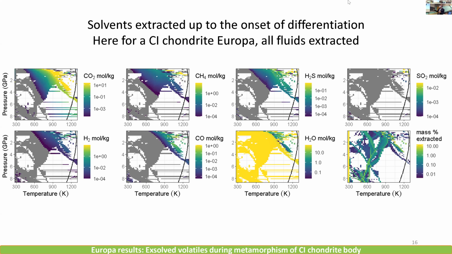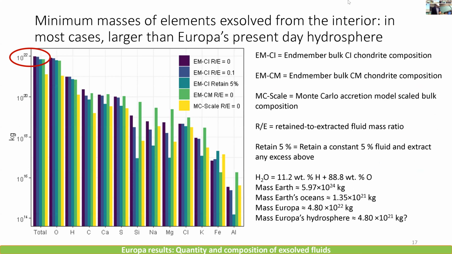But most of what we released was water. So if we add up all the mass, this just shows the total mass for each of these scenarios that we tested. We also played around with whether we could retain water in the interior of the mantle over time, or if we extracted the full amount of volatiles released as free fluids. So if you add up the total mass, it turns out that for certain starting compositions, you can easily form Europa's present-day hydrosphere. We exceed that mass or that volume by about 3 times. Europa's present-day hydrosphere is about 4.8 times 10 to the 21 kilograms, more or less. But we exceed that by quite a bit, perhaps even 10 times more.